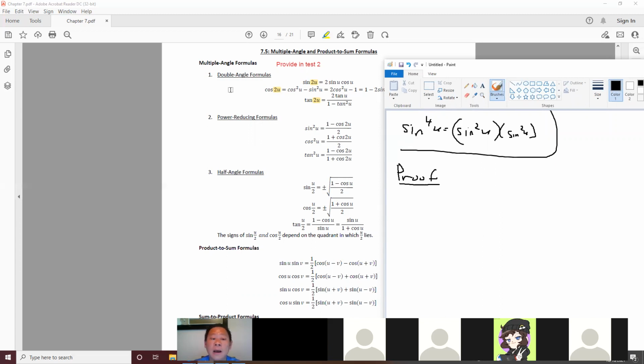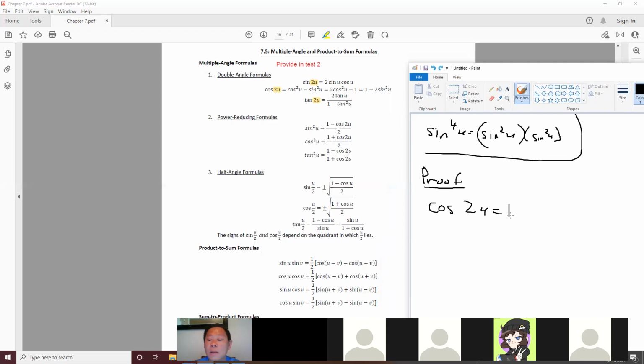So remember that in the double angle formula, we got cosine 2u is cosine square u minus sine square u. Oh, no, sorry. It's the other one. Let's do the sine first. So the sine one, we're going to use this one. So it's 1 minus 2 sine square u.